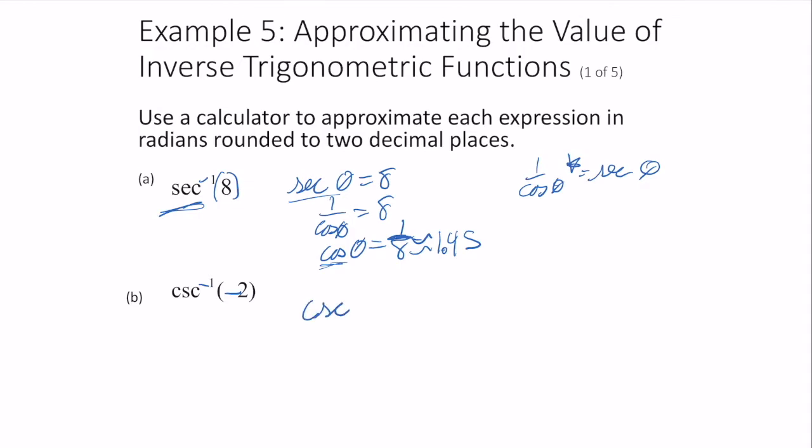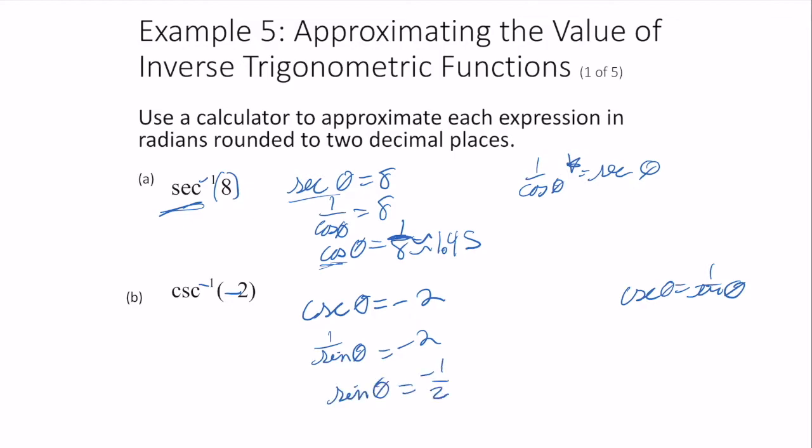Next, let's take a look at the arc cosecant of -2. That means that the cosecant of theta is -2. Well, cosecant is 1 over sine of theta. So I get 1 over sine of theta is -2. So sine of theta is -1/2. This implies that arc sine of -1/2 is going to be our theta, and we get about -0.52.